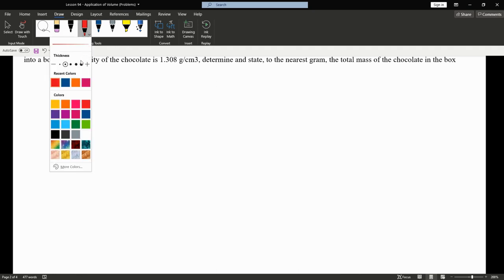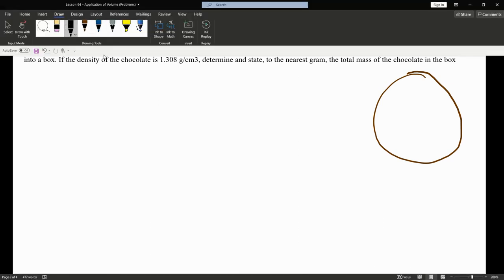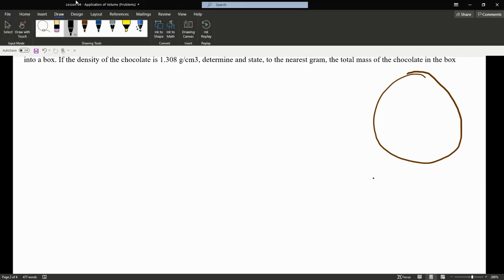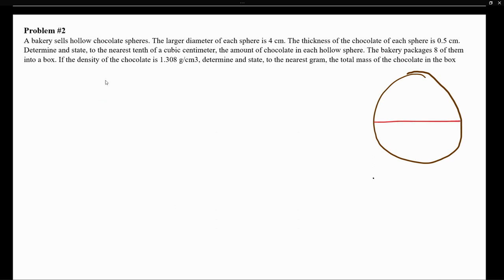Let's just draw our sphere of chocolate here. So let's assume that this is a perfect sphere, which is made out of chocolate. And what do we know about this sphere? Well, what we know about this sphere is that the largest diameter of each sphere is 4 centimeters. So if we were to measure the diameter of this sphere, that is equivalent to 4 centimeters.